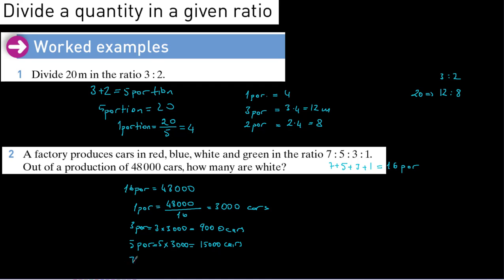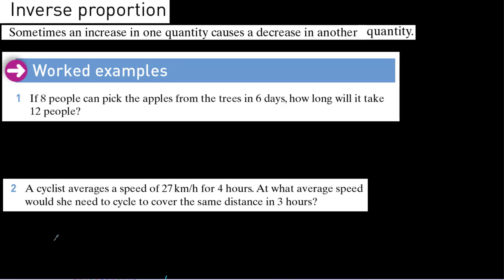And the last one is 7 portions. It's equal to 7 times 3,000, which is equal to 21,000 cars. Here, it has to be like this. Okay, let's continue with inverse proportion.